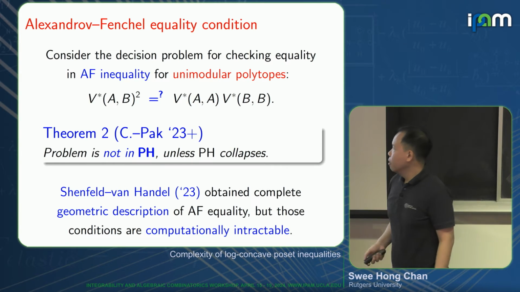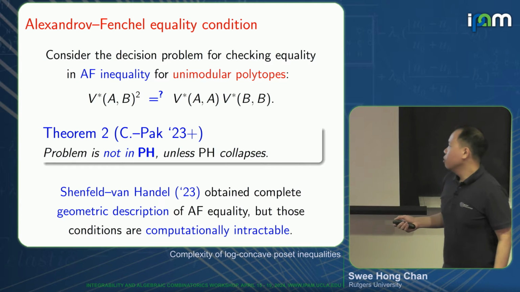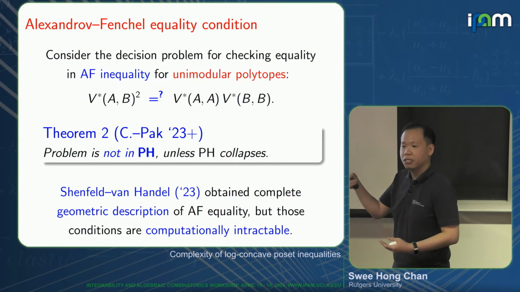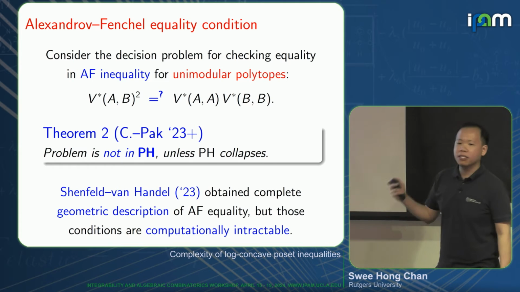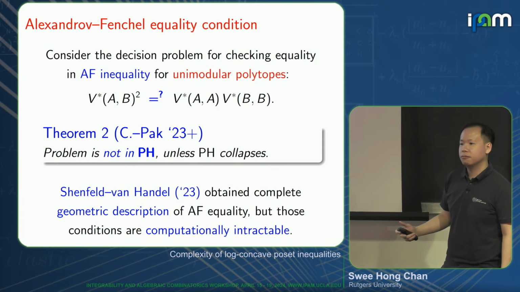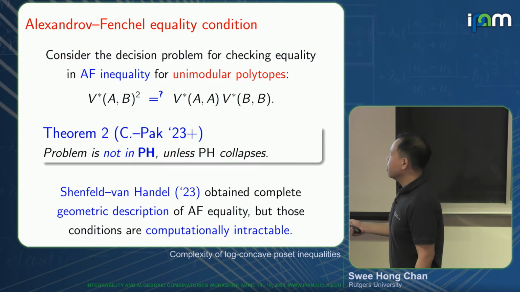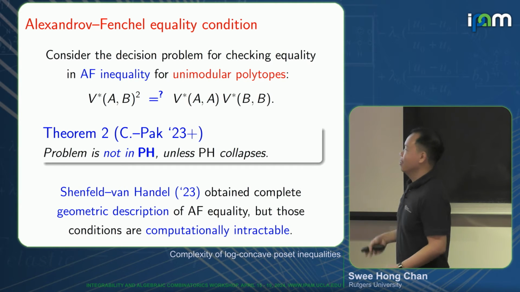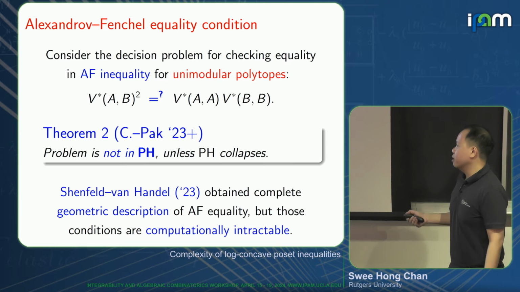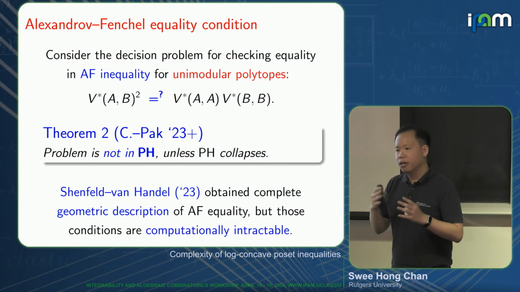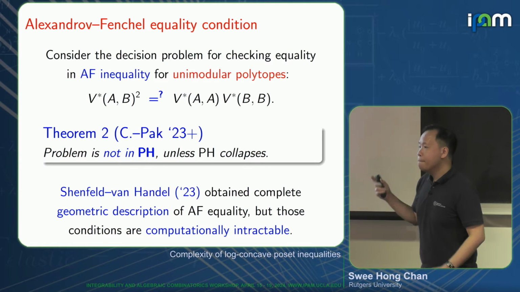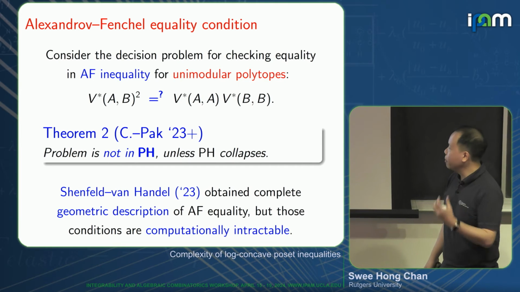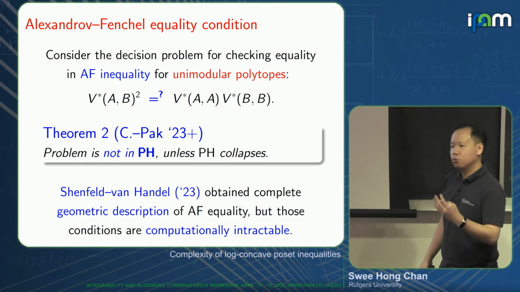Now, let me make a remark, which is that before our work, there's actually a very beautiful work of Shenfeld and van Handel, the same people who proved the case d equal to 0, where they provide a complete geometric description of the Alexander-Fenchel inequality. However, their geometric description does not contradict our result. After all, if there's a contradiction, then somebody must be false. But the reason there is no contradiction is because their conditions, even though they are very beautiful and a complete description from the geometric point of view, from the complexity theory point of view are monstrous. These conditions are so complex and intractable that it actually takes at least exponential time to solve them.